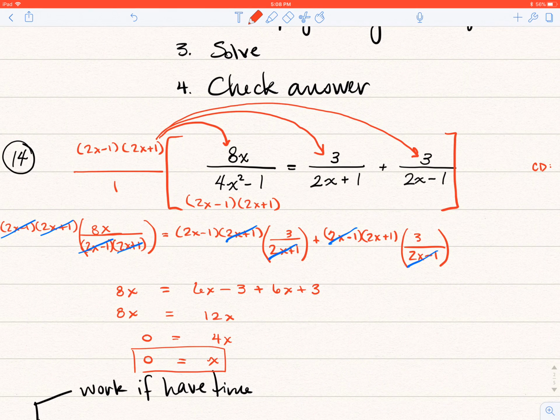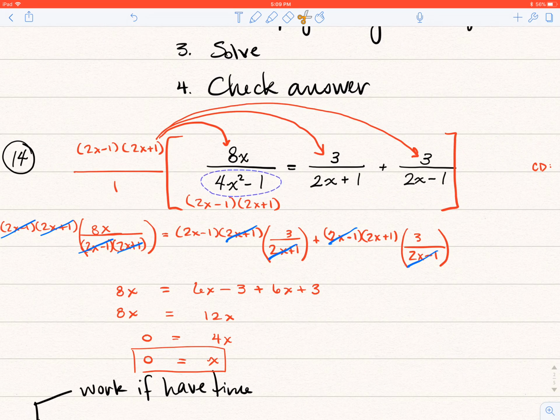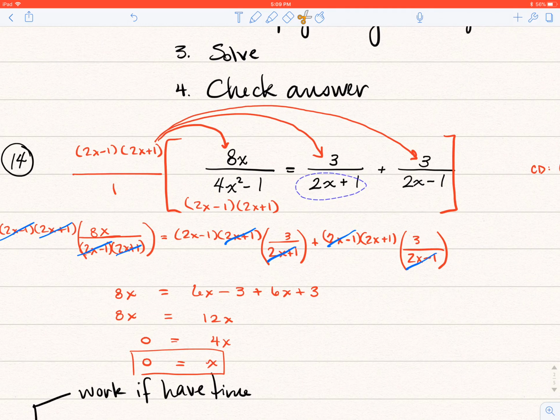If I take that x equals 0 and I bring it back to the original equation and I plug it in for all the x's up in the original equation, will any of my denominators become 0? Because remember, I'm not allowed to have a 0 on bottom. If I plug in 0 to the first fraction, I will not have a 0 on bottom. If I plug in 0 to the second fraction, I will not have a 0 on bottom. And the third fraction, I will not have a 0 on bottom. So my x equals 0 is a good solution.